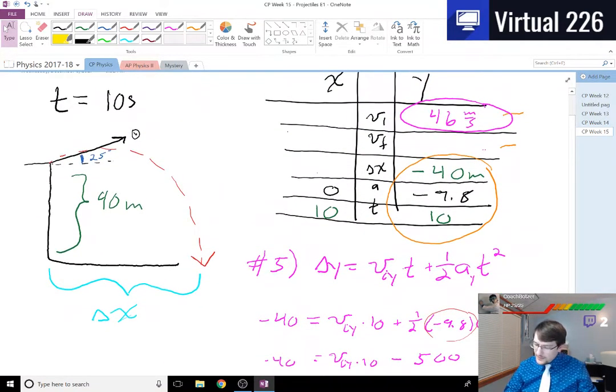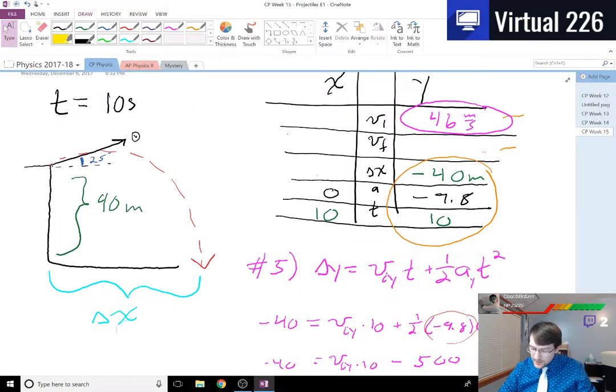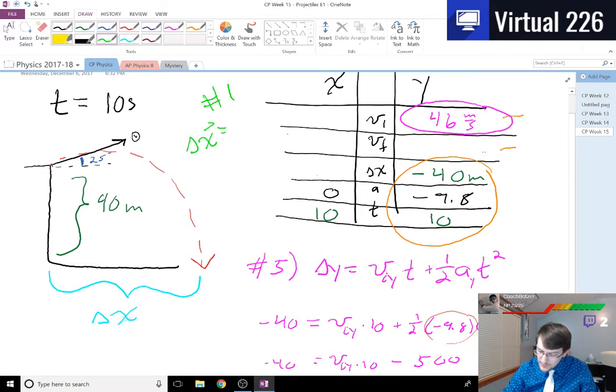So if I look at this here, okay, I got more y information, but I need more x information. In the x direction, the only equation I ever have is equation number 1 for us, which is delta x equals a velocity in the x direction times time. I don't have velocity. I have time, and I'm looking for this delta x. So I need to get this initial velocity in the x direction somehow. I have no way to do it.